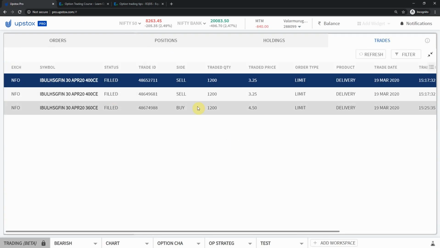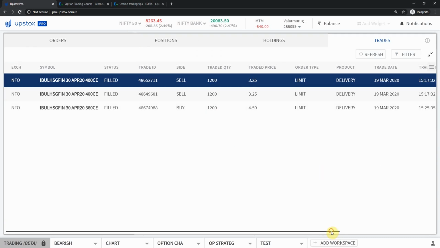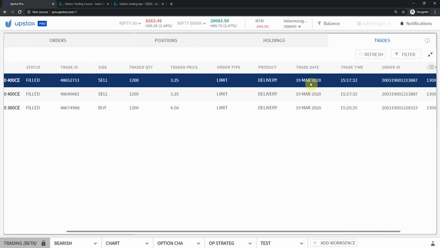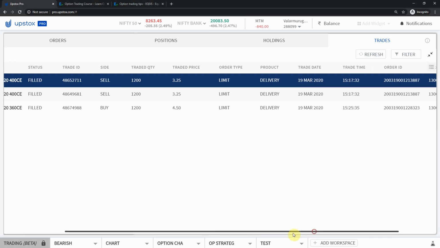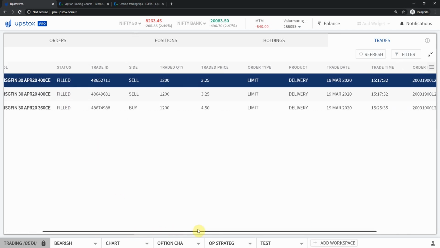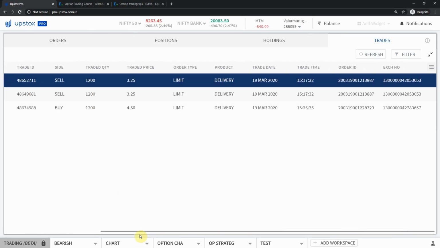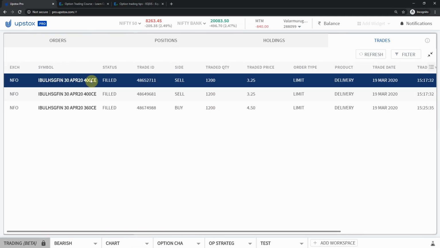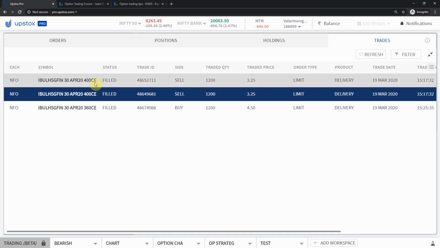Look at this particular one. This is 19th March 2020, when we traded. As I said, we took the April expiry of India Bulls Housing Finance and the trades are pretty much filled. First, try to understand what we did. We sold the 400 strike price. I hope you can see that we sold the 400 strike price. By selling that, I am taking a premium of 3 rupees 25 paise. But you might have noticed that 2 instruments have been sold.